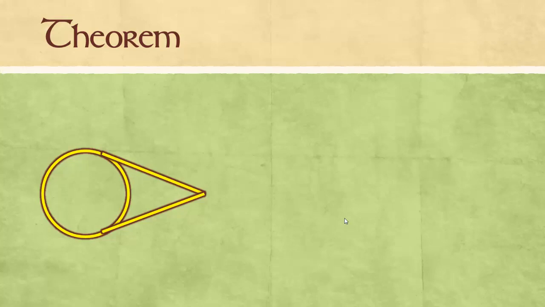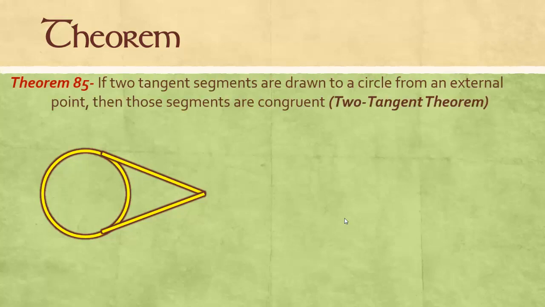Oh, we've got a theorem. Theorem 85 states that if two tangent segments are drawn to a circle from an external point, then those segments are congruent, and this is called the two-tangent theorem. Two-tangent theorem. Okay, and we could prove this if we wanted by drawing a point.